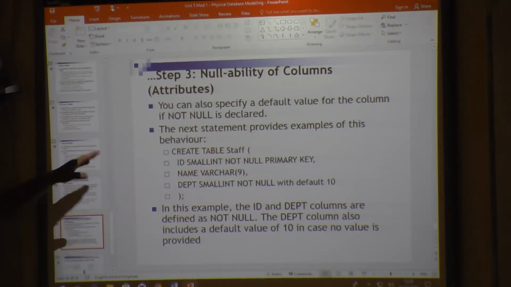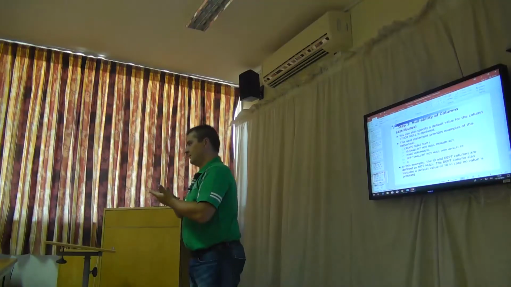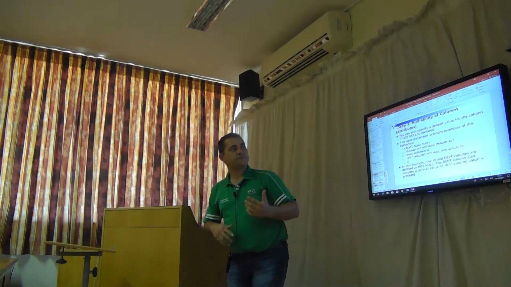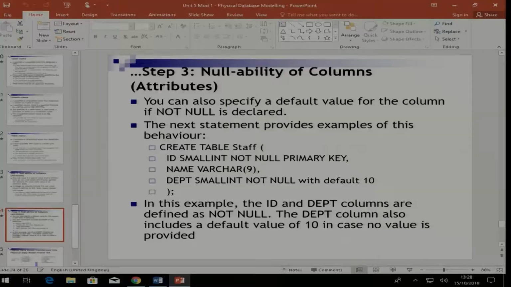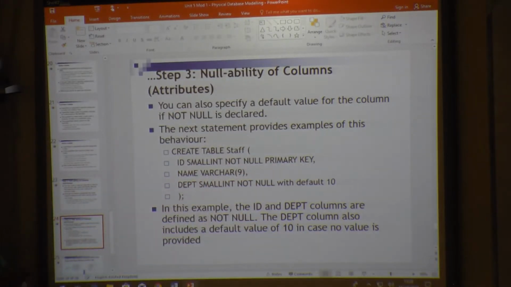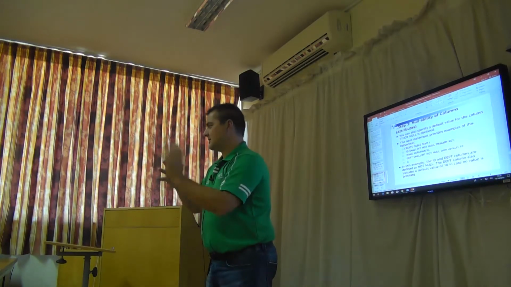There is an example where they're going to create a staff member, and they have a column there, ID small int, not null, primary key. And then they also have the name, varchar 9, and department small int, not null. Which of those columns can we leave out? Can we leave out data? In this case, there's no mention that the staff member's name is required. It doesn't say not null.